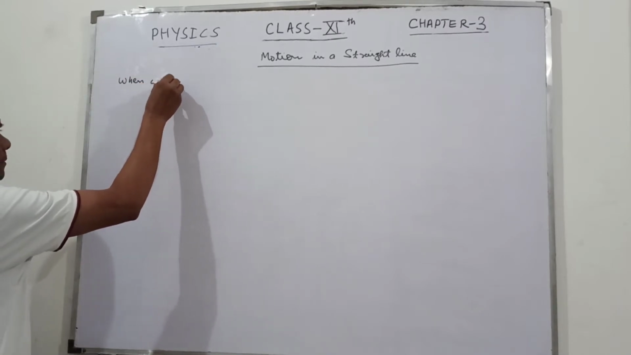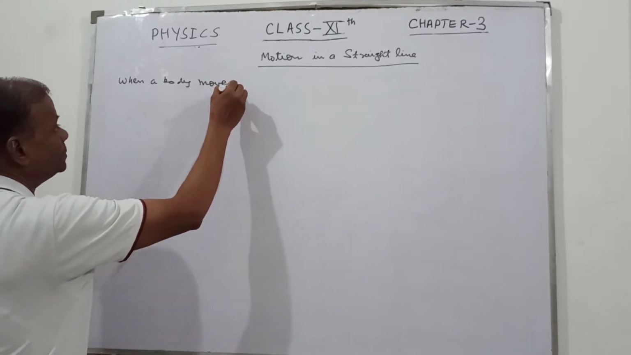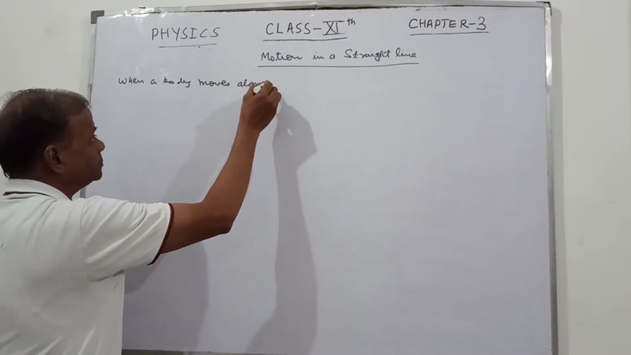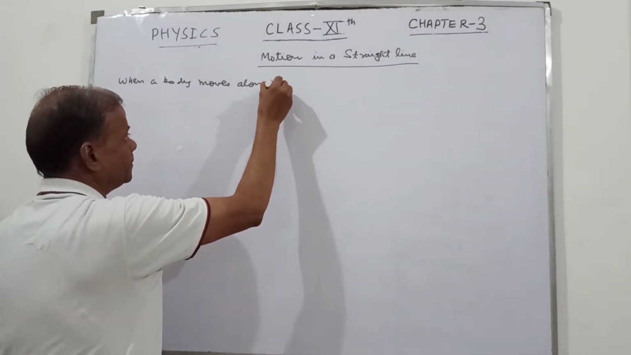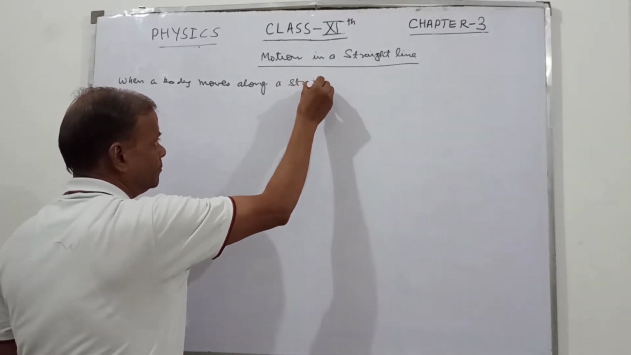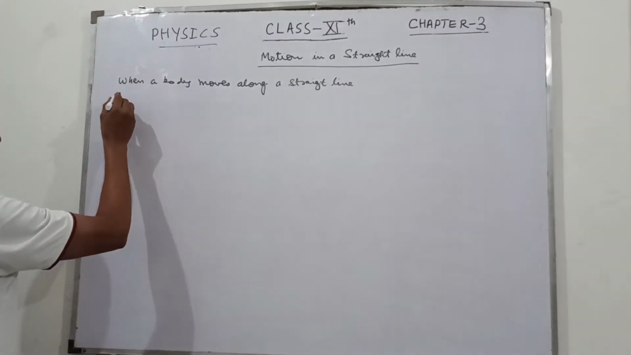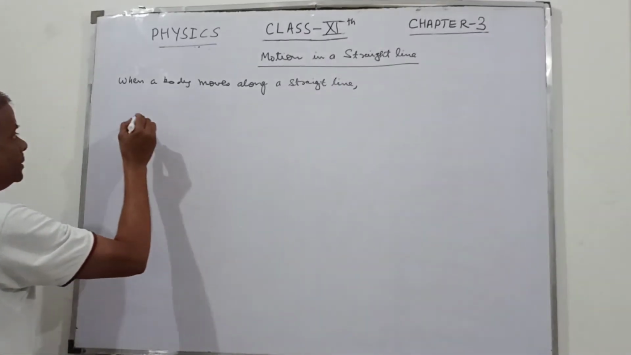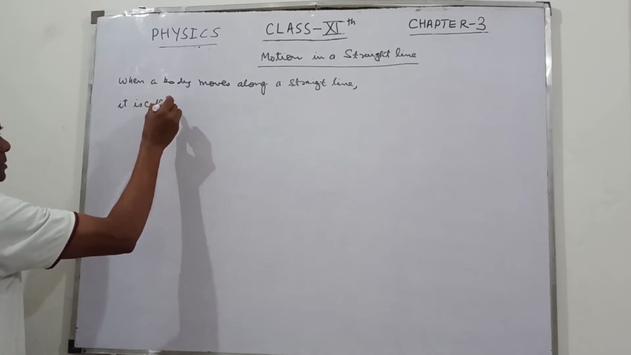When a body moves along a straight line, it is called straight line motion.